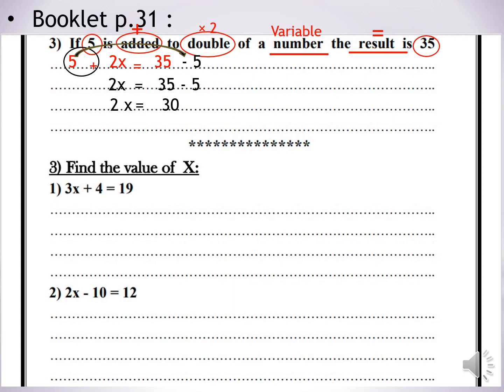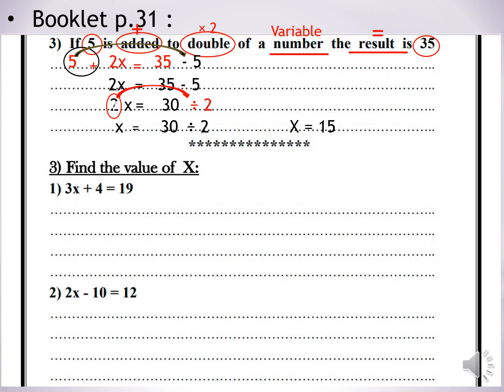Okay, now I have a new problem. I have a new equation. I want to find the value of x. So I will send 2 to the other side with the opposite sign. So here I have a hidden multiplication, so it will be divided by 2. So x equals 30 divided by 2, x equals 15. Okay. In number 3, find the value of x.